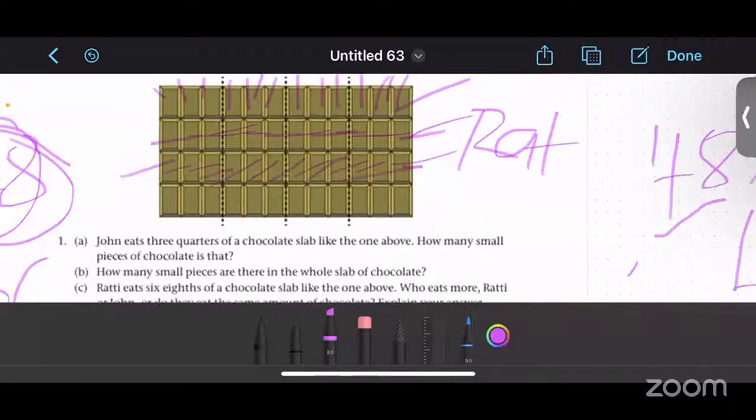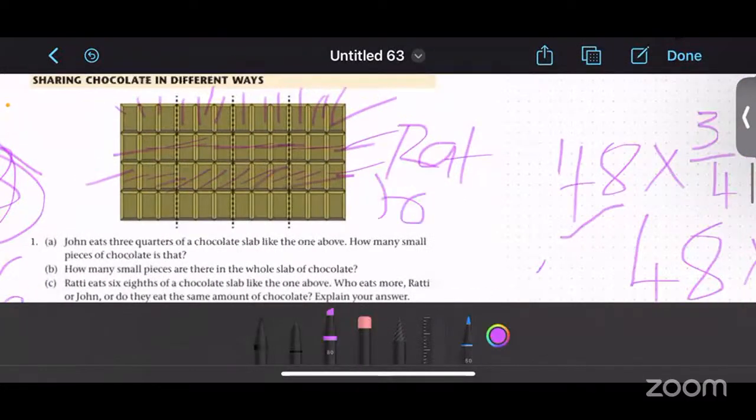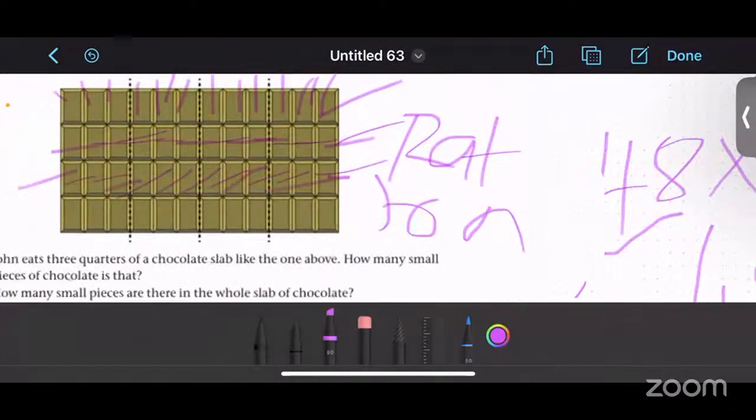And then this is who? This is John. So who ate more between the two, or did they eat equally? Ma'am, John ate the smallest. So Rati ate more, right? Let's see. I just wanted to check. Okay. So Rati ate more.